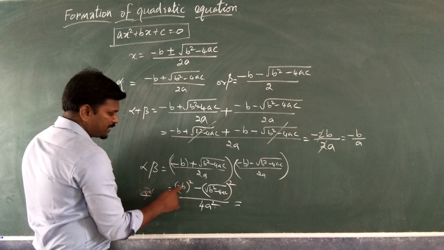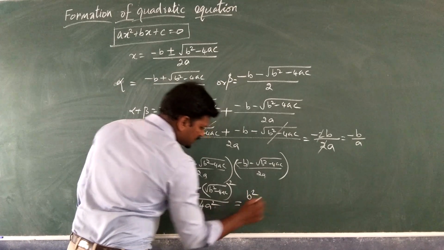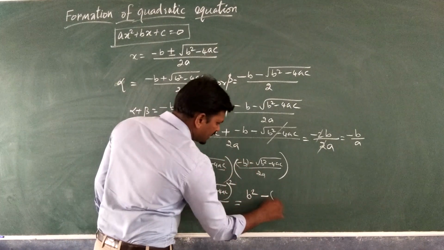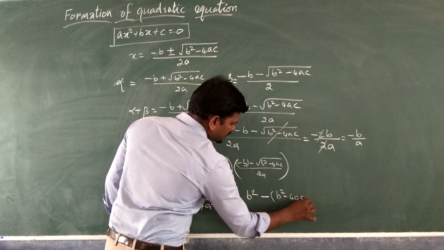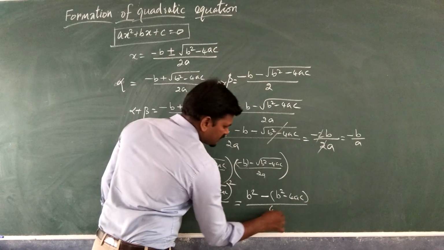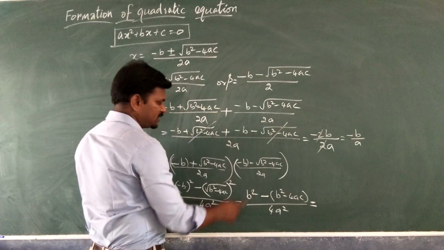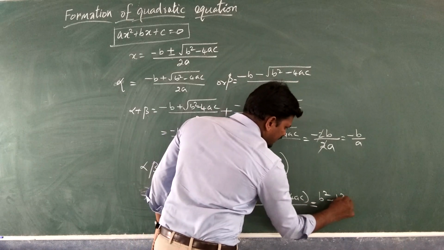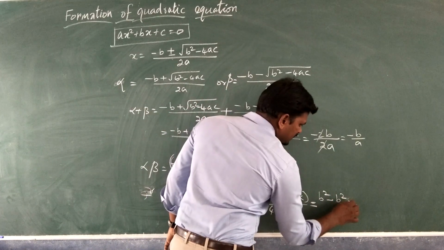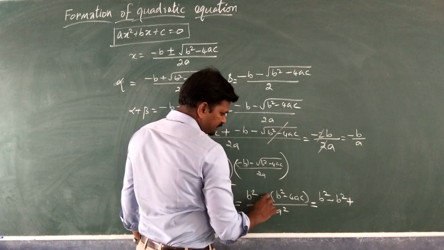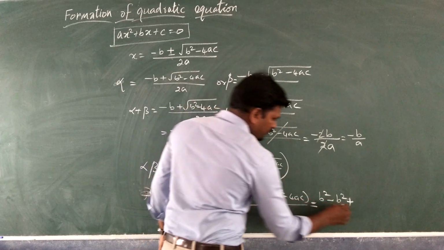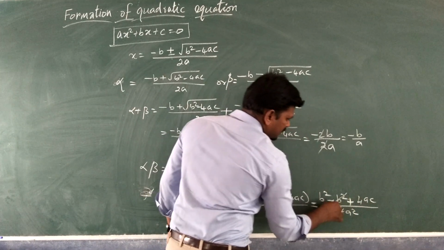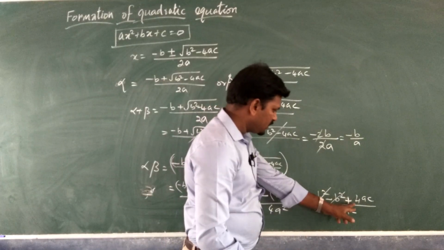Now simplify. Minus b into minus b is b square. The square root terms will be cancelled. The balance is b square minus (b square minus 4ac) by 4a square, which is equal to b square, multiply the minus: minus into minus is plus, 4ac by 4a square, plus b square minus b square will be cancelled.